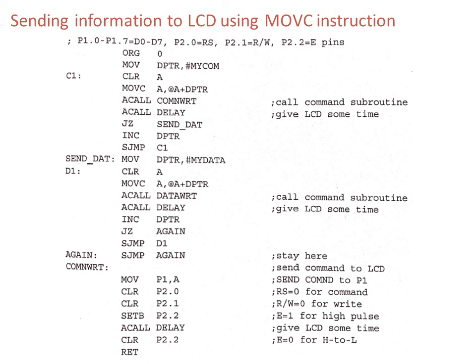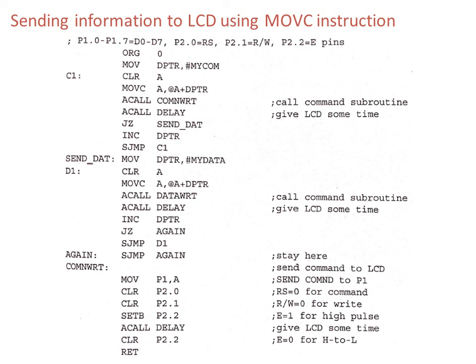In the data write subroutine, the same operation is done that we have studied earlier to send the data to the LCD. After performing that, the first letter in the string will be sent to LCD. Then ACALL delay, give LCD some time. Then increment DPTR, pointing to the next character, and jump if zero again. If it reaches the end, go to again, or else SJMP D1.